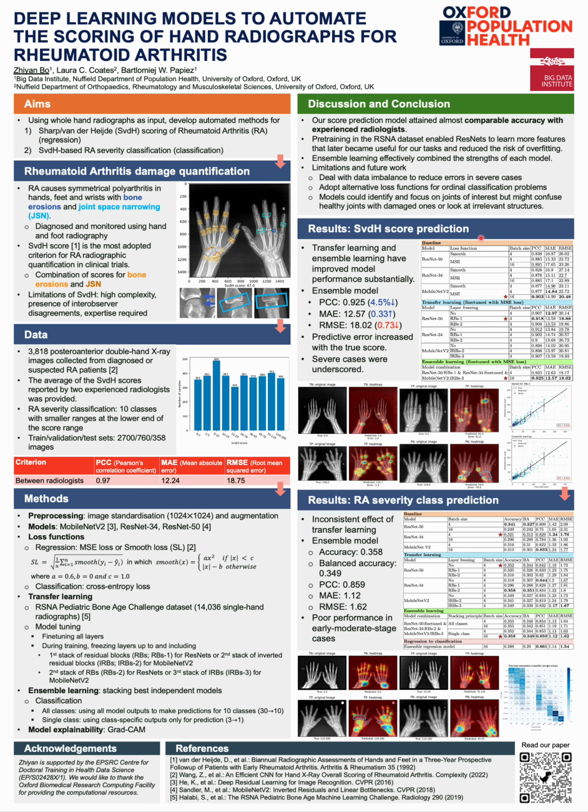Our results for SVH score prediction show that transfer learning and ensemble learning could substantially improve our model performance. Our best model attained almost comparable accuracy to experienced radiologists. Its Pearson's correlation coefficient was about 4.5% lower, but it achieved almost as good mean absolute error and root mean squared error. However, we can see that the predictive error increased with the true scores, and several severe cases were underscored. This could be caused by the reduction in sample size when the score increased.